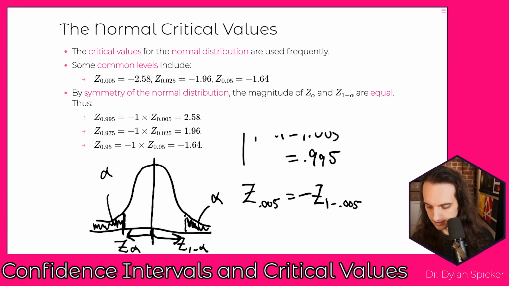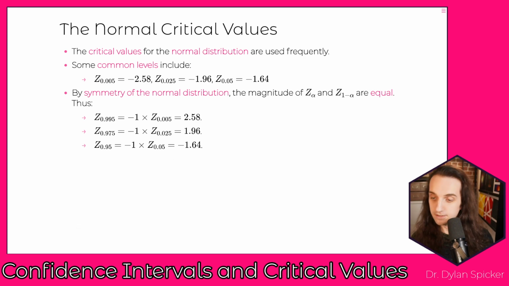What this means practically for us is that if you have the critical value for 2.5%, that's going to give you the same critical value as for 97.5%. So these critical values are the same. It's just that one has a negative sign and one has a positive sign.